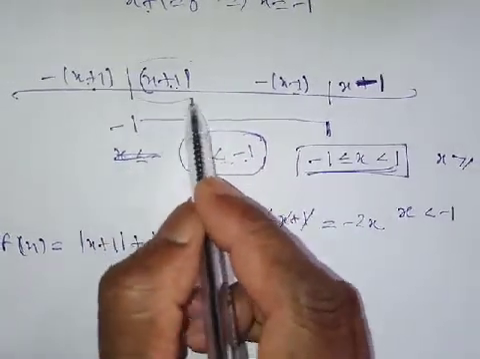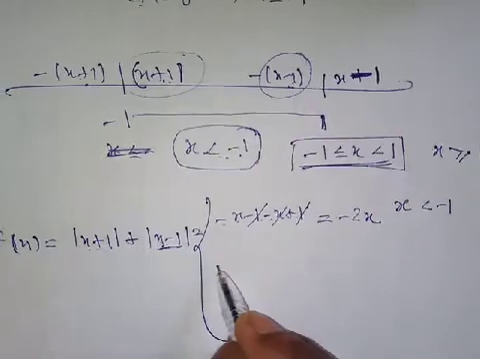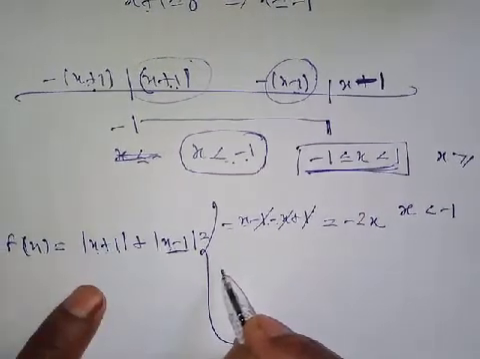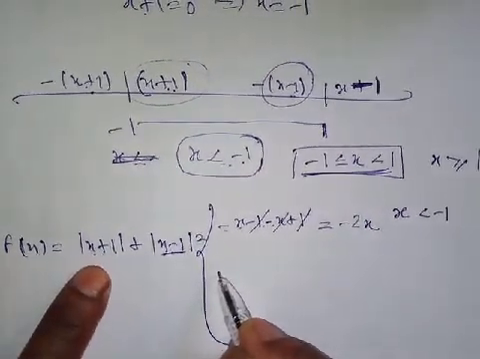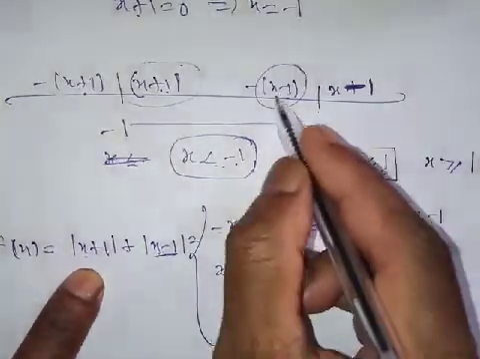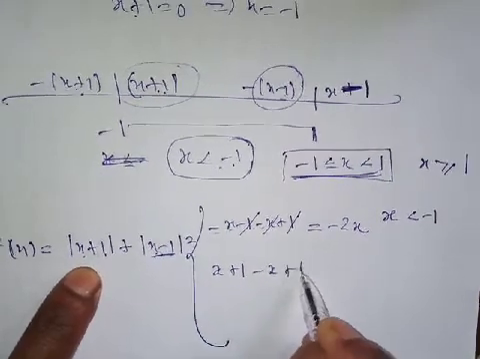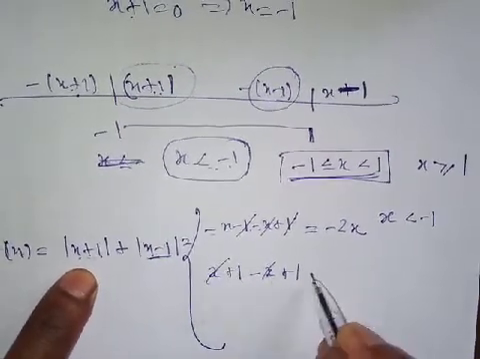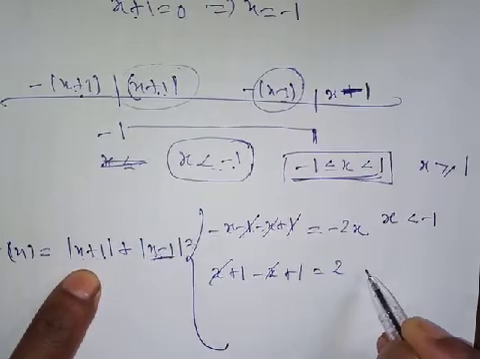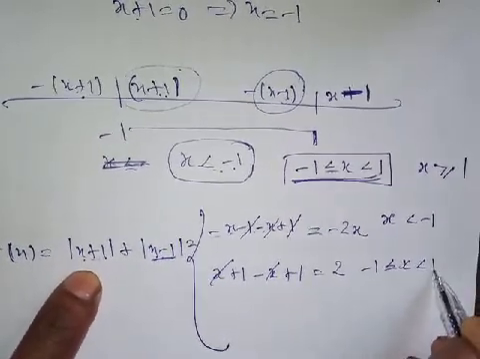Here, this 2 will be there. So what will be the value of this? x plus 1 will be written as x plus 1. This will be multiplied with the minus sign, so minus x plus 1, so x and x will cancel out, it will be 2, for minus 1 less than or equal to x less than or equal to 1.